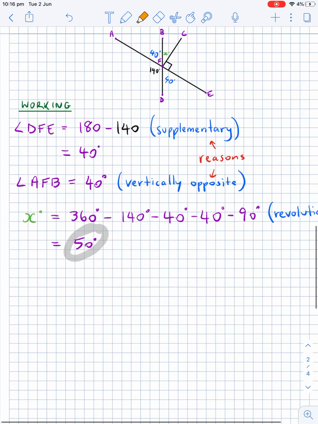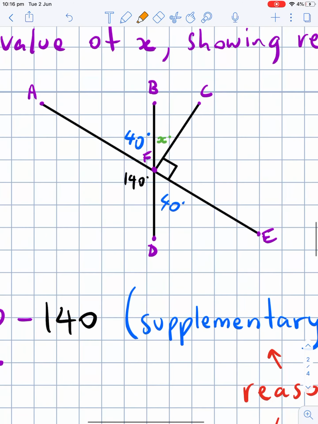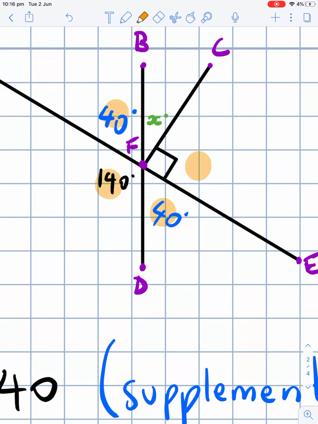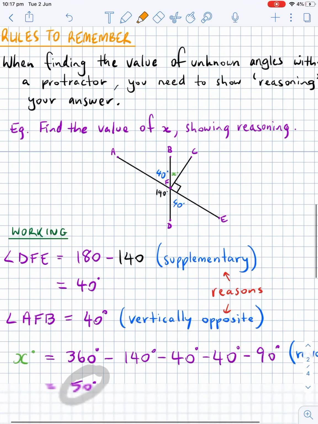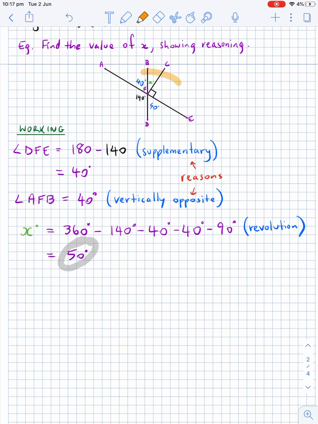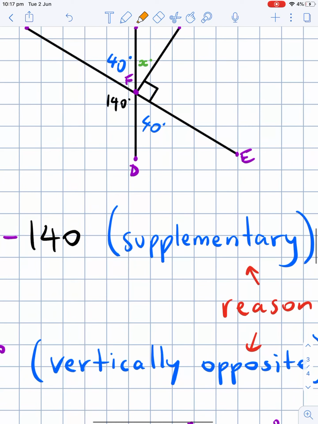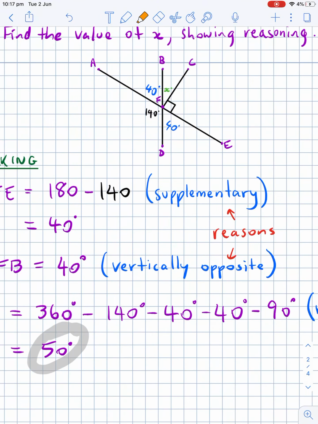Okay, and now that we've got that, I can look at all these angles going around the circle and think that they all add up to 360, because they're all lying at this middle point. They're all around this point. It makes a full circle here, so they all add up to 360. So I can do 360, take away all these values that I have, and I'll be left over with what I want, this X.